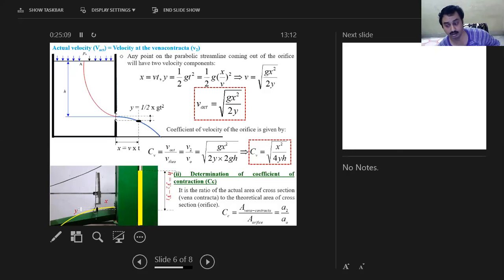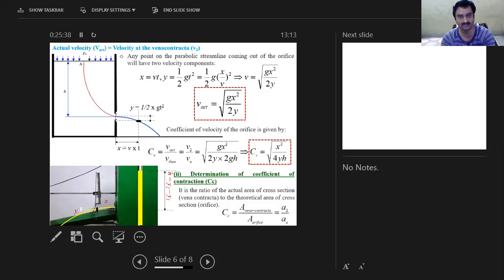Okay. We have this A0, the area of cross section of the orifice, which is known to us, but we are not aware of the area of cross section at the vena contracta. It's also difficult to exactly measure the area of cross section of the vena contracta. That is why we won't be calculating this C_C directly. We'll be calculating C_C indirectly. Okay, and how indirectly? I'll tell you in the next slide.